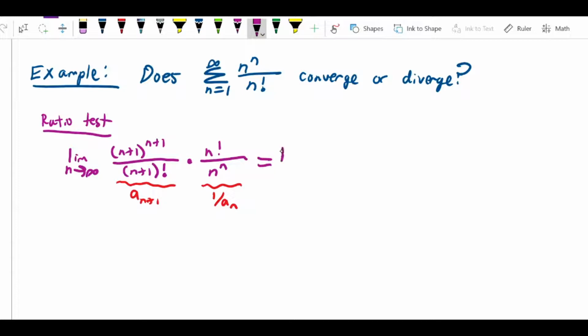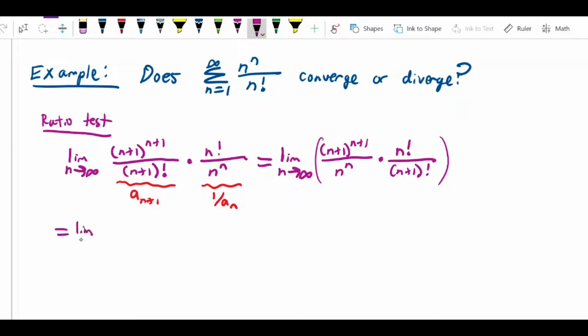So this gives us the limit as n approaches infinity of, I want to group things that are like each other together, but I'm going to show you you have to be a little careful about how you do that. So this is going to be n plus 1 to the n plus 1 over n to the n. So I'll group those kinds of terms together. And then here I'll group n factorial over n plus 1 factorial. Now let's keep going with the simplification.